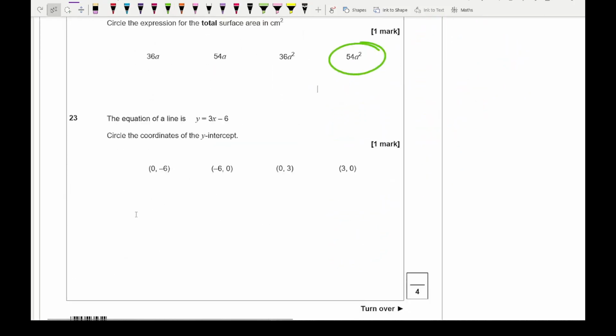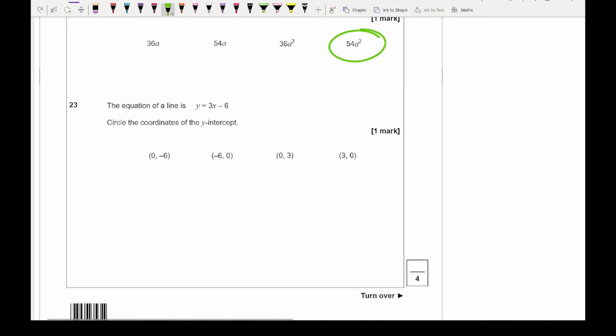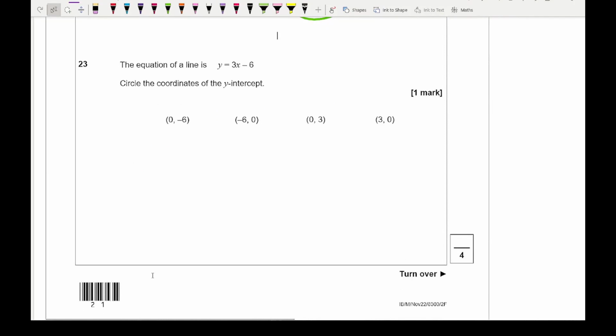Moving on to question 23, it says the equation of the line is y equals 3x minus 6. Circle the coordinates of the y-intercept. Well, the y-intercept is minus 6, and the x-coordinate is always 0 on the y-intercept, so the coordinate I'm looking for is 0, minus 6, which is our first option.